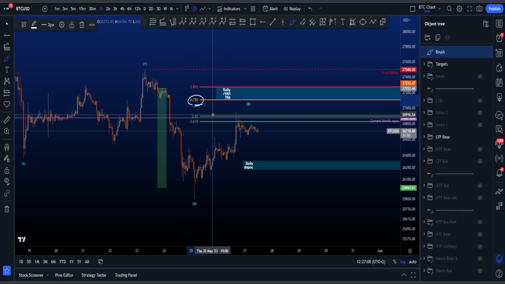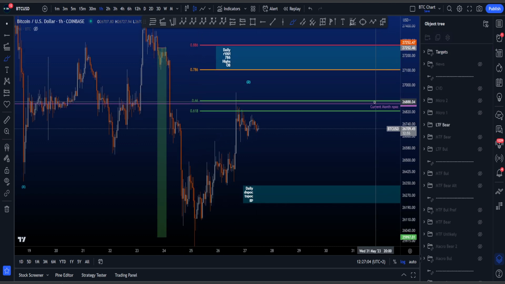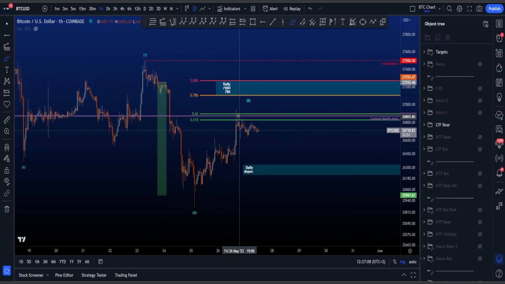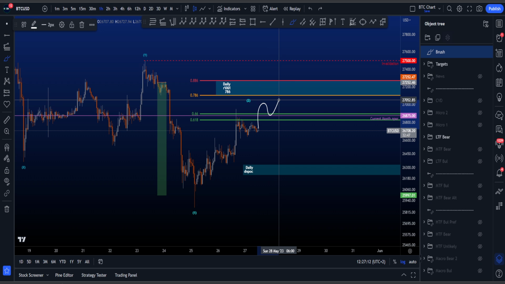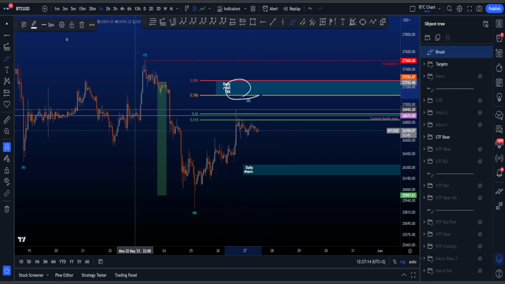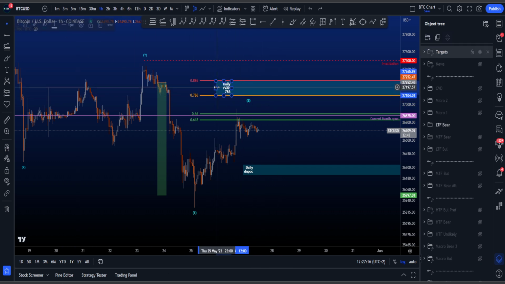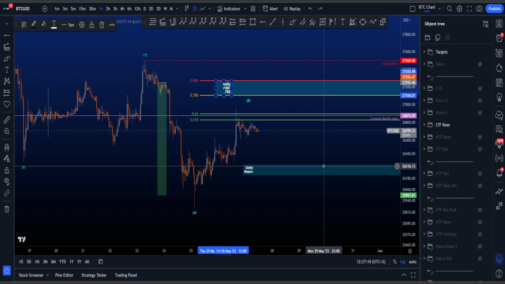The 0.786 is also common, and the 0.886 is rare. Right in the middle of the golden pocket, we also have the current monthly point of control, which is an important resistance area, as you can see. But if we manage to get above this, the next resistance area above price, which for this wave 2 is going to be very important, is between 27.1k and 27.3k.